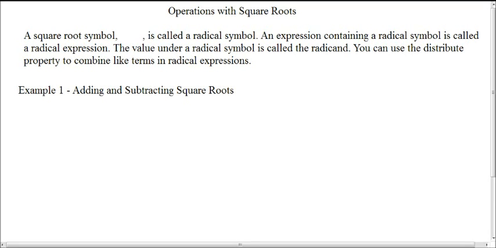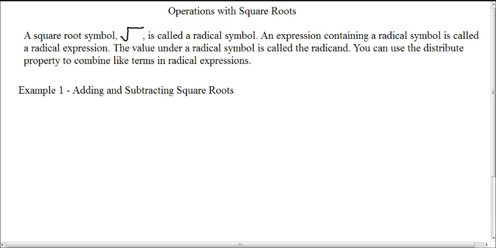So it's a good thing for us to practice and learn the format. Okay, saying that, can we talk about it a little bit? Now, a square root symbol is called a radical symbol. And an expression containing a radical symbol is called a radical expression. The value underneath this radical symbol is called the radicand.